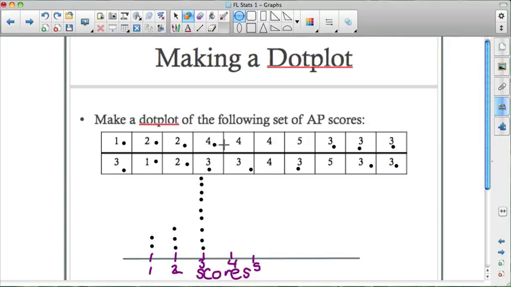And on to 4s, I see 1, 2, 3, 4 4s. Those aren't very equally spaced, but I'm doing the best I can. And I see 2 students got a 5, 1, 2, and there's my dot plot. And there are certain things I can tell from this. For example, I can very clearly see that 3 was the most frequent score. I can see that this is a pretty symmetric distribution. There's approximately the same number of 2s as 4s and approximately the same number of 1s as 5s. And that's about it for dot plots.